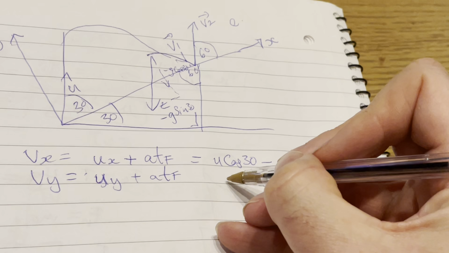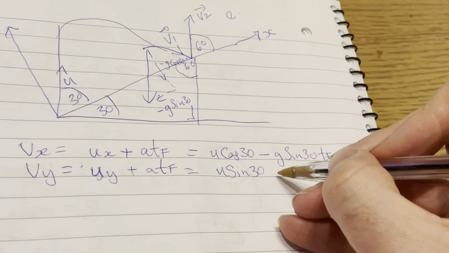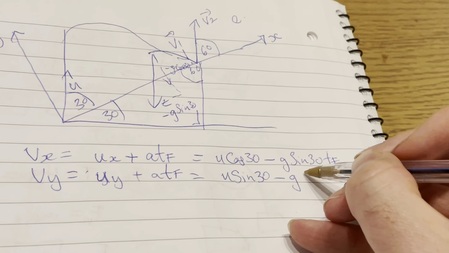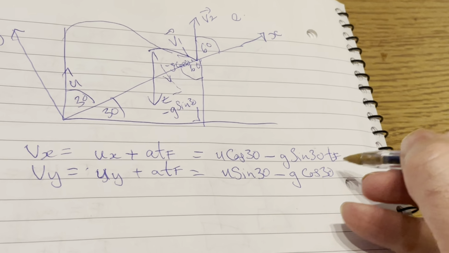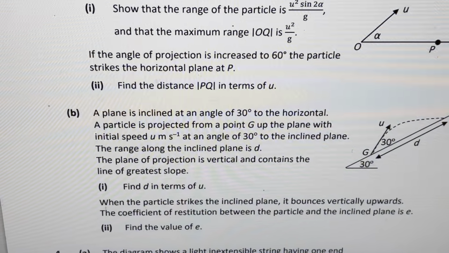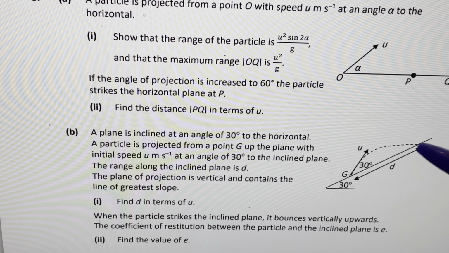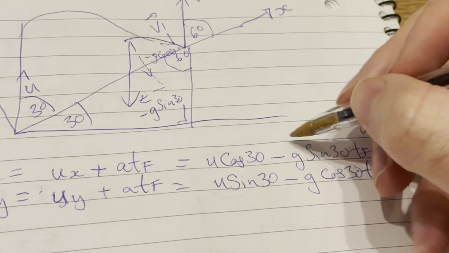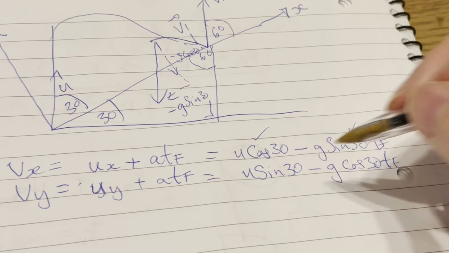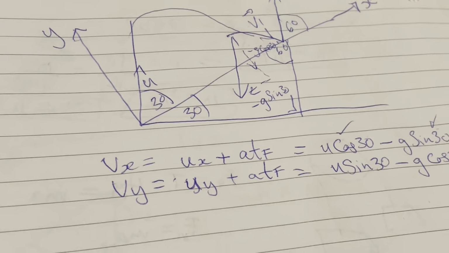So for x it's U cos 30 minus g sine 30 times time of flight, and for y, U sine 30 minus g cos 30 times time of flight. It's always the opposite: if that is cos, that's going to be sine. Time of flight you've got from the previous question. You'll have got the range D, so first of all, you would have had to get the time of flight. So you'll know that. Then you plug it in there and there, and you get your Vx and Vy.